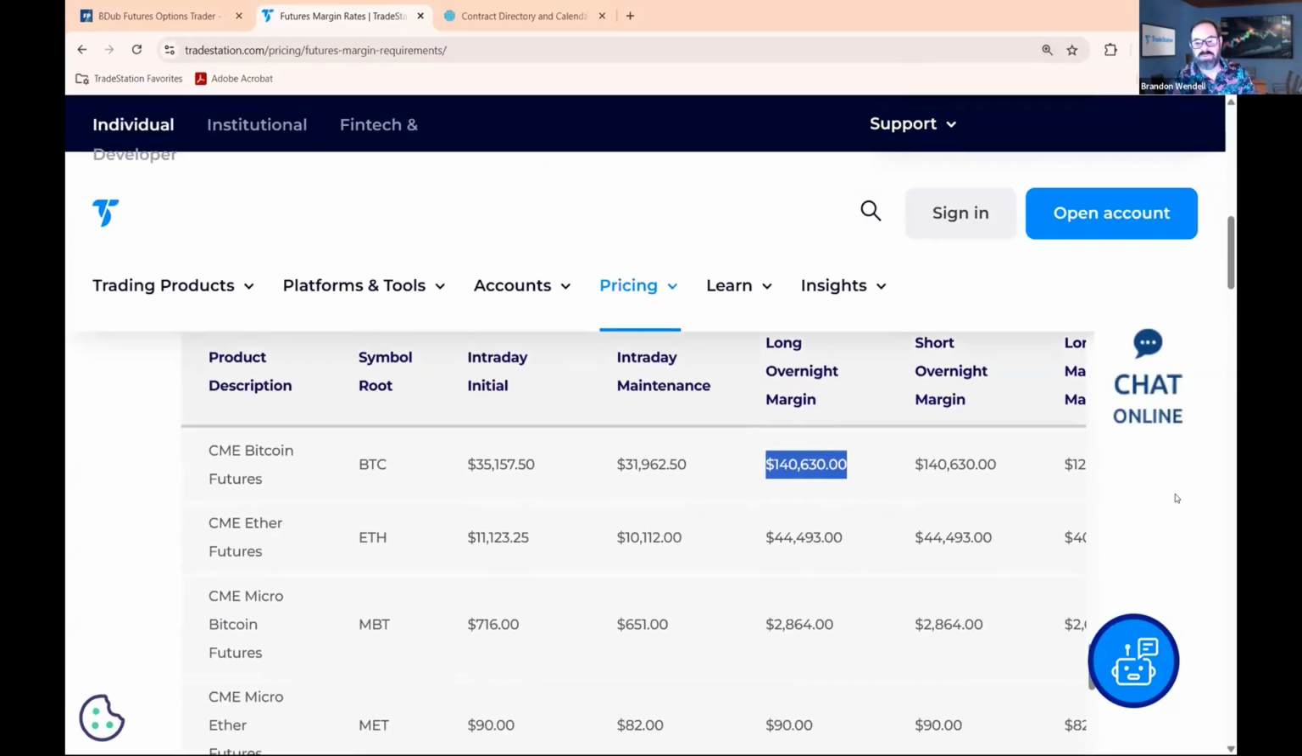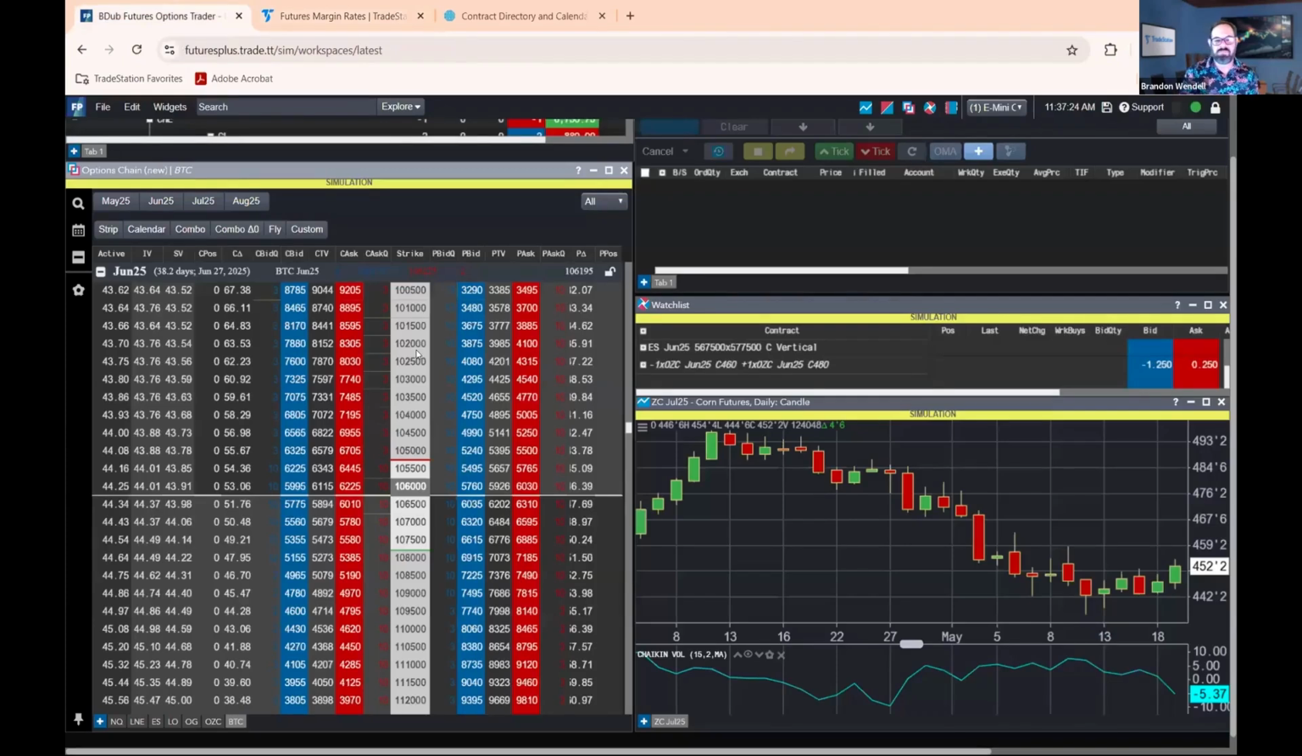So you can buy a Bitcoin futures contract, or you can buy a house. Actually, you can't buy a house that cheap. At least probably not a good one. Not around here, I know that. Anyway, if you buy the option, let's say you want to buy the $106,000 call right there, 62.25, how much is that going to cost you?